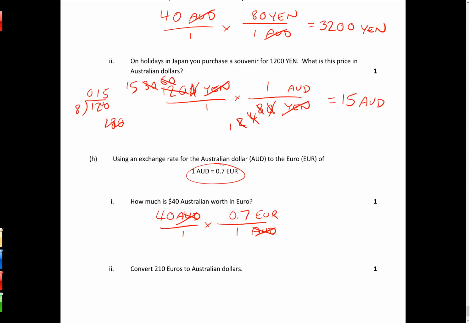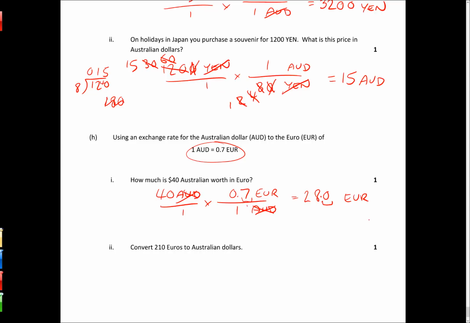40 times 0.7. Our method again with that was count how many decimal places you've got, and I've only got 1. So 40 times 0.7, well now let's ignore it. 40 sevens, or 4 sevens is 28. Plus a 0, it's 280. And it should have 1 decimal place. So the answer is actually 28.0 euros. 28 euros. Alright. And now to convert 210 euros to Australian dollars, here's 210 euros over 1.